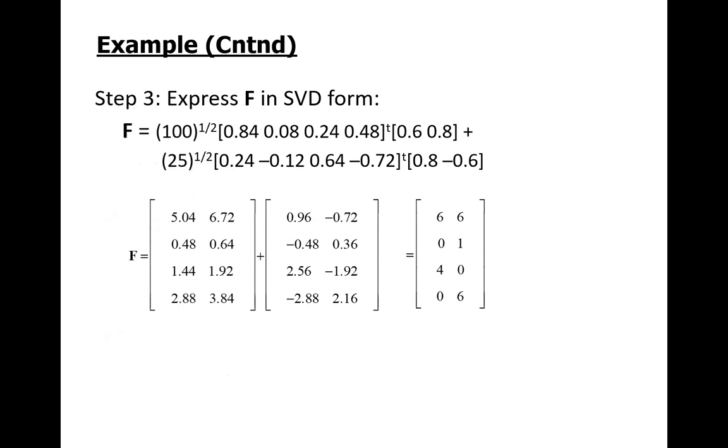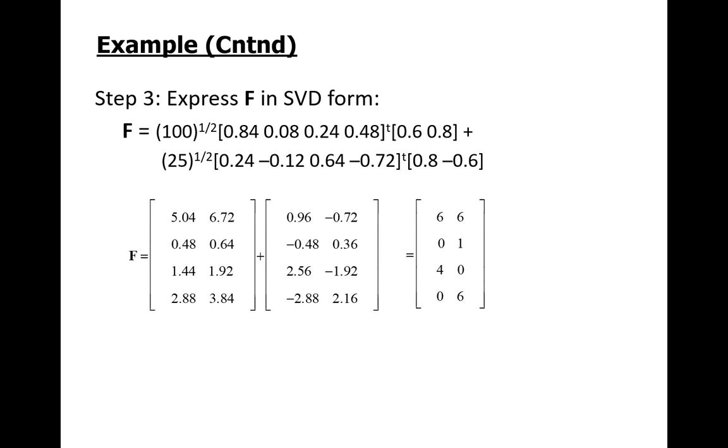Now what we can do is express our matrix F as an outer product of these eigenvectors and sum those outer products with the corresponding weights, which come as the square roots of the singular values. Looking at the calculations here, the first singular value is 100, its square root is 10, and then we multiply those 2 eigenvectors. You end up with a 4 by 2 matrix.